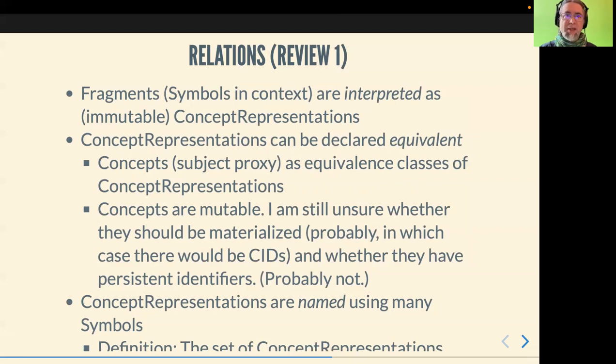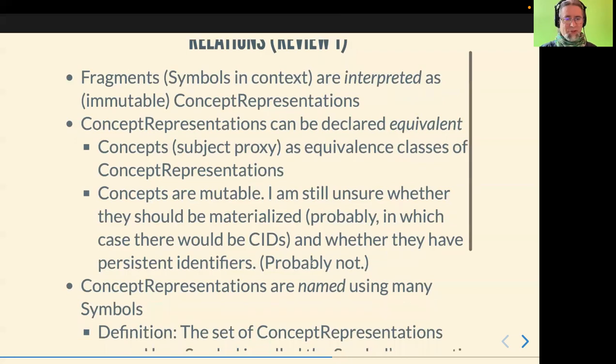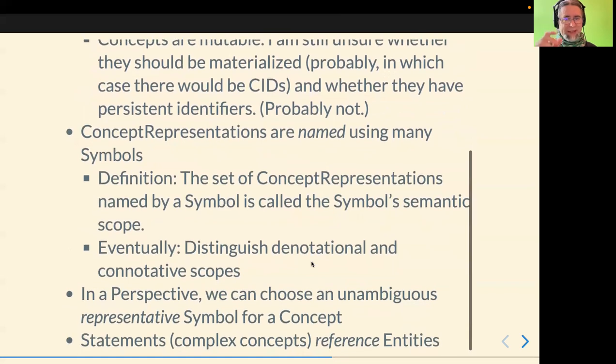I'm interested in equivalence classes between concept representations, aka definitions, but I'm using concept representation right now as the name. It's a bit too verbose. Concepts are very mutable. And the question is, should they be materialized? I have a short version here, but a longer version on the next slide.